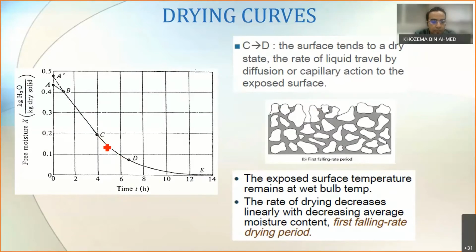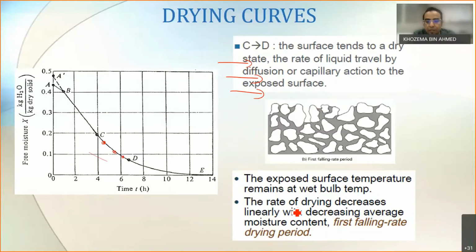So I can say here, at this point, the gradient will be different from this point and different from this point. So why is it different? Because now the amount of water being transferred to your heated air is actually changing. Why? Because the rate of liquid now is based on the diffusion. So what will happen now is that the exposed surface temperature remains at the wet bulb temperature.